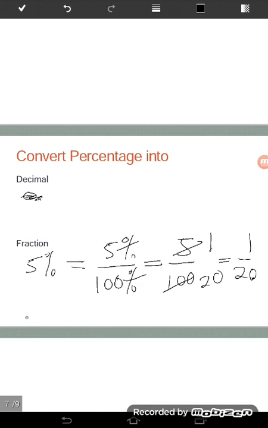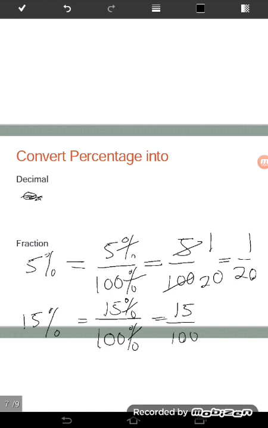Another example, 15%. 15% divided by 100%. The percents cancel, and since you want a fraction, there is no need to move the decimal point. So you take 15/100. Simplify, and you will have 3/20.